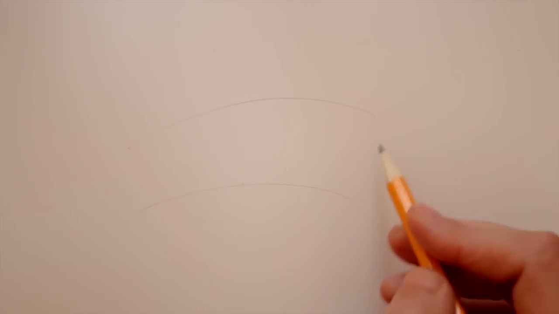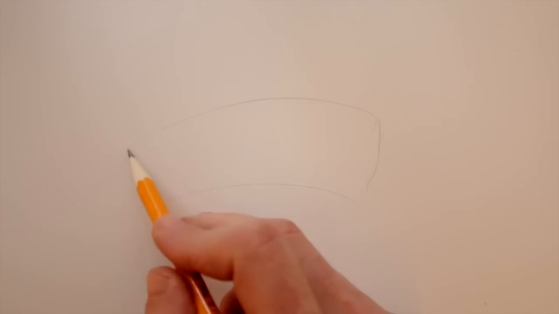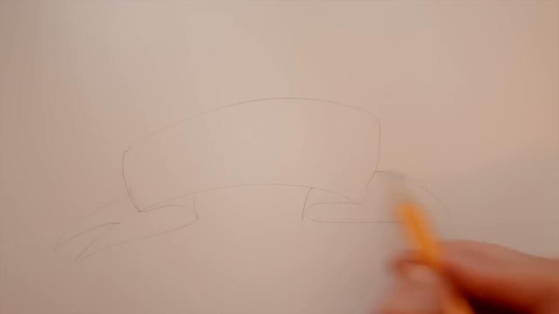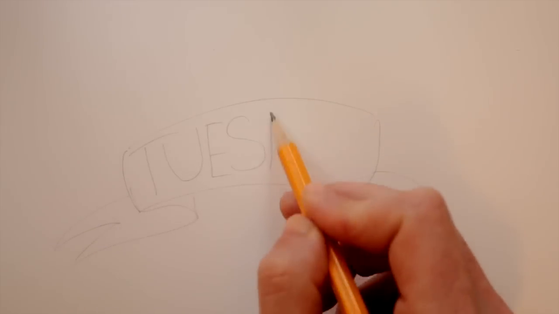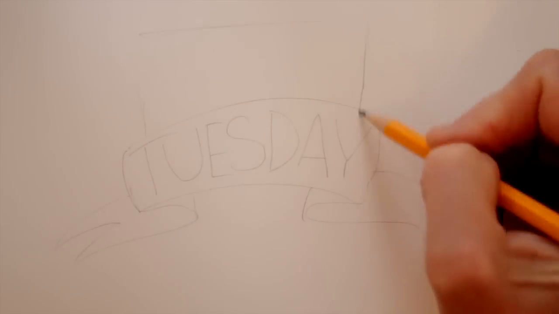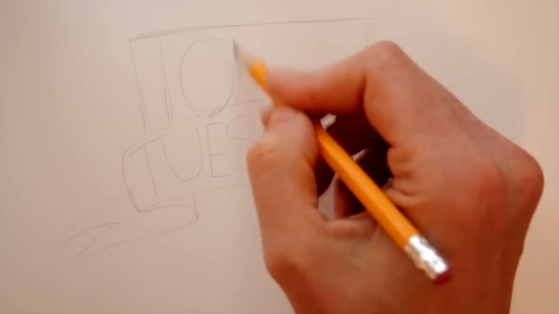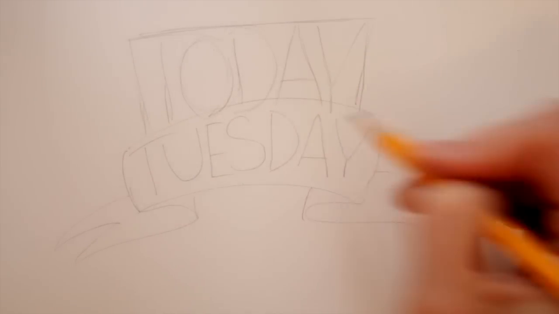I think I want to write today, Tuesday, on a banner, so with my pencil I lightly sketch the banner and write the letters in it, dividing them equally, so they look kind of balanced. I draw a frame to put the rest of my lettering in. The frame is just so I keep my letters aligned.